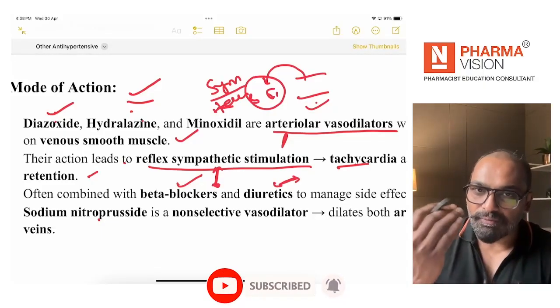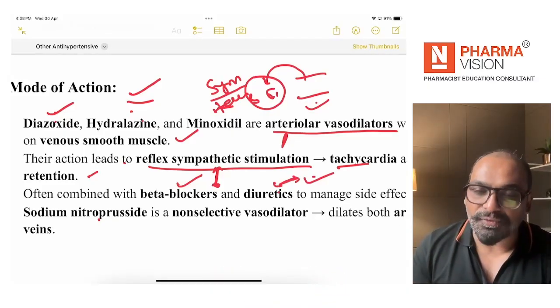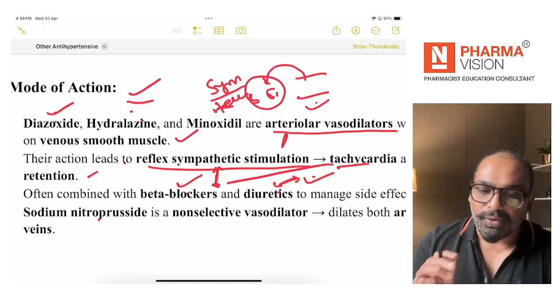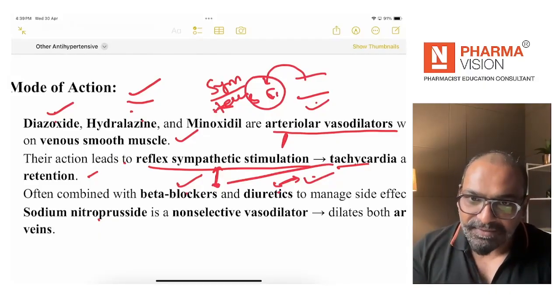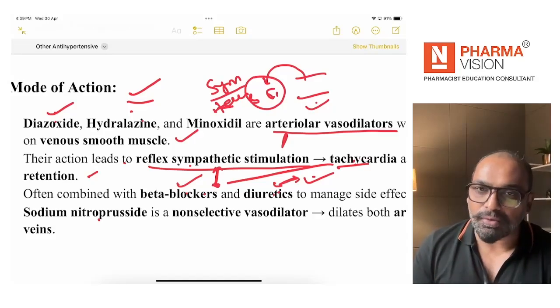Okay, so whatever fluid has been retained, we can give diuretics to flush out that fluid, and the beta blockers that control the tachycardia. So if you understand the physiology in a practical way, you are ready to understand this concept. Reflective tachycardia is controlled by the beta blockers, and the fluid retention is controlled by the diuretics.